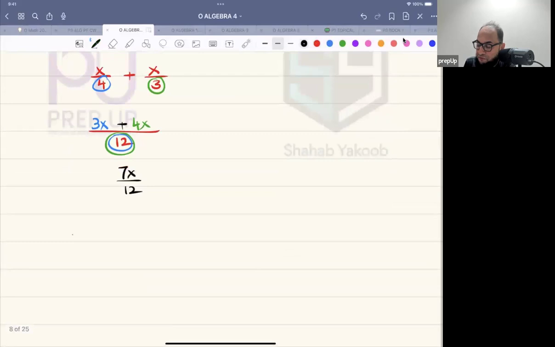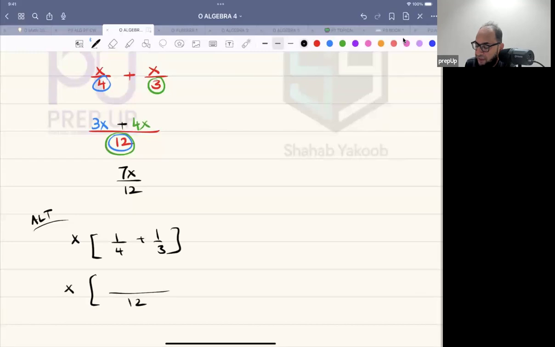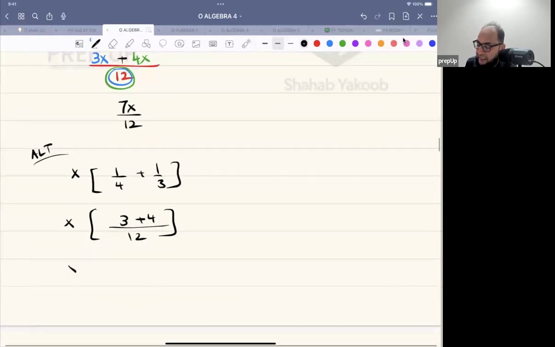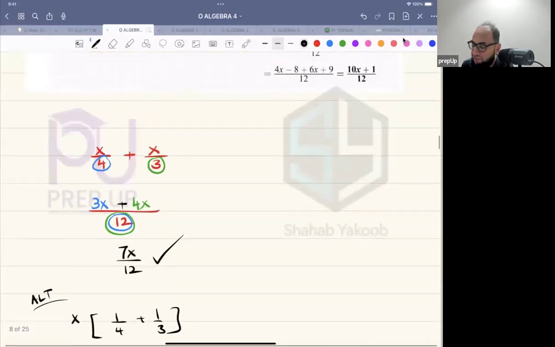Now someone could have also done it this way. Alternatively, x common: 1 over 4 plus 1 over 3, x common, this is 12, again this is 3 plus 4, this is x into 7 over 12, which is the same thing as 7x over 12.